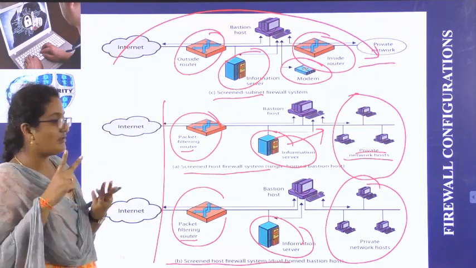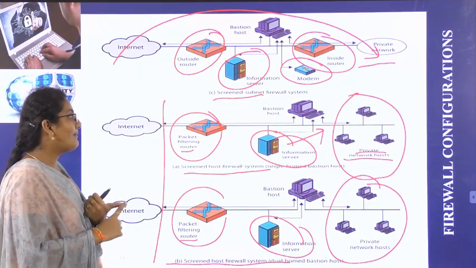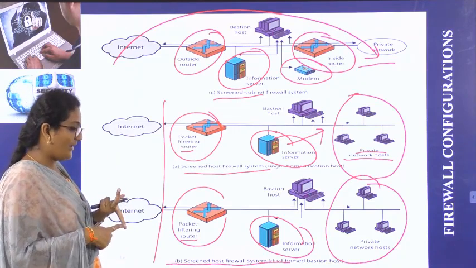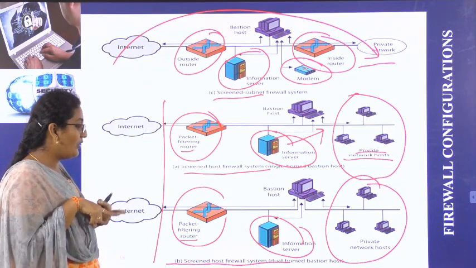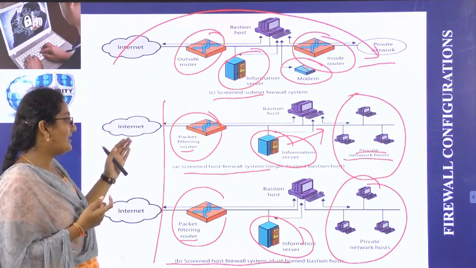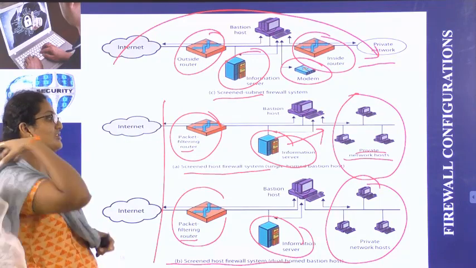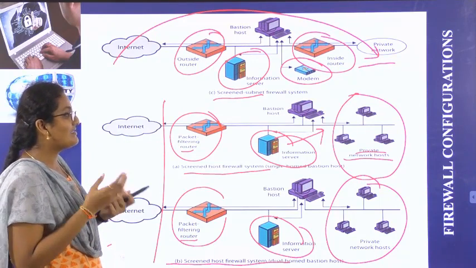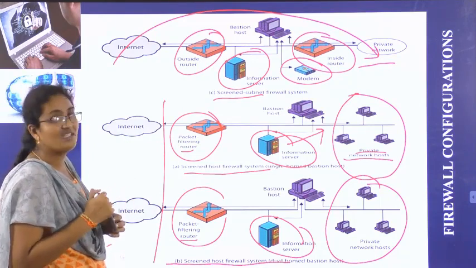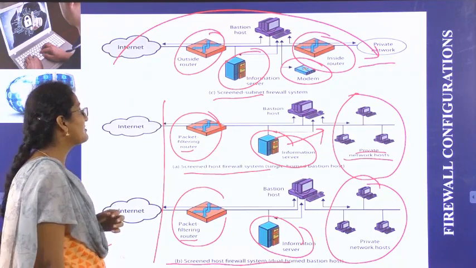Firewall configuration is of three types: screened subnet firewall, screened host firewall with single home, and screened host firewall with dual home. In single home and dual home, we are using packet filter routing for eliminating duplication, and we are passing the packets to the private host. Private hosts are nothing but workstations, computers.